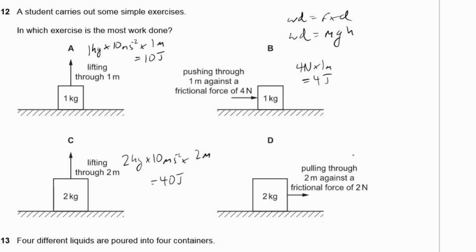And finally, force times distance, 2 newtons times 2 meters. I'll just put that in there. There we go. It's 4 joules. So the answer, very clearly by a big margin, is C.